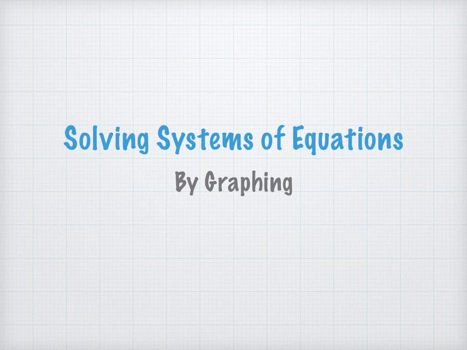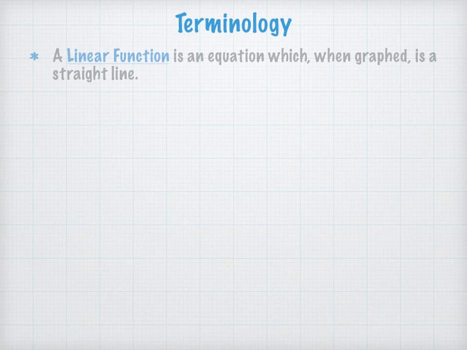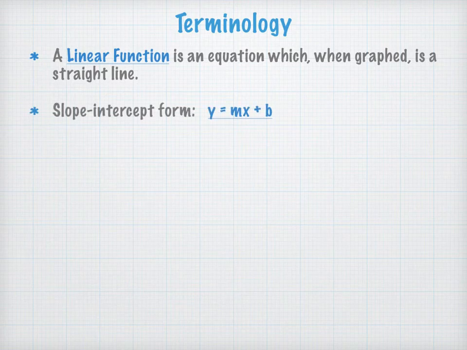Solving systems of equations by graphing. Let's start with terminology. A linear function is an equation which, when graphed, is a straight line. The slope-intercept form of a line is y equals mx plus b.